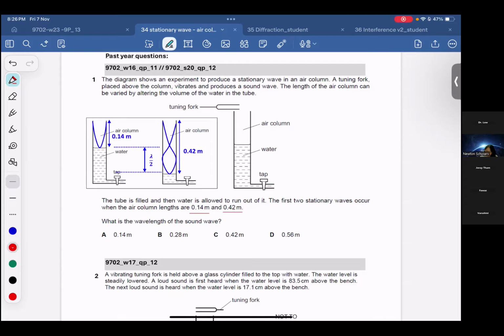Here I draw the diagram out. I will find that the length difference between L2 and L1 gives me half wavelength. Look at my diagram. Are you able to accept my diagram? So L2 minus L1 is half wavelength. 0.42 minus 0.14 equals half wavelength, so your wavelength is 0.56 meter. That's all. If they ask you to calculate the frequency, then v equals f lambda.